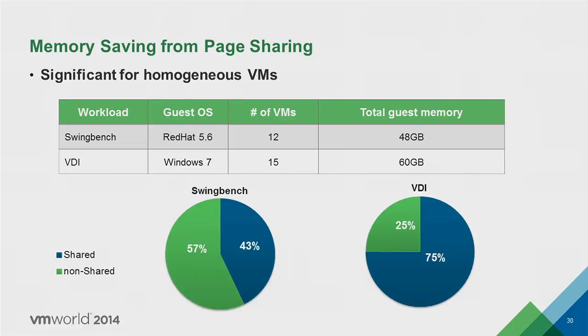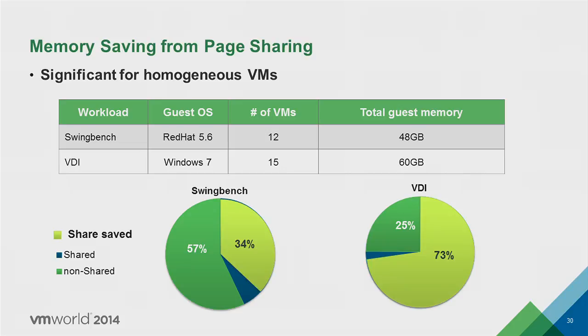If you look at these 2 setups, for the Swingbench VMs, 43% of guest memory is shared, while for the VDI VMs, 75% of guest memory is shared. In terms of savings, about 34% of memory from Swingbench can be saved from page sharing, while 73% of memory from the VDI workload can be saved from page sharing.